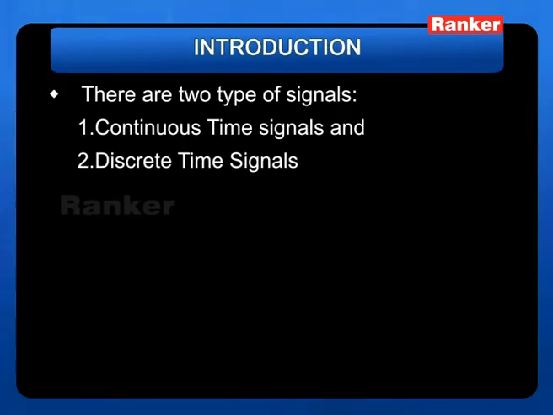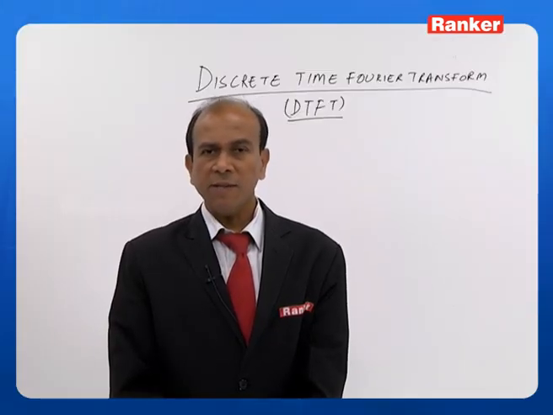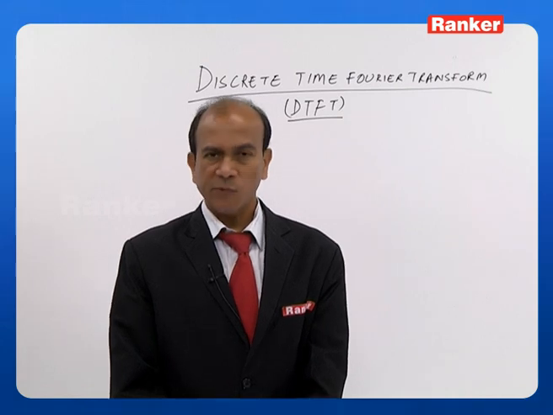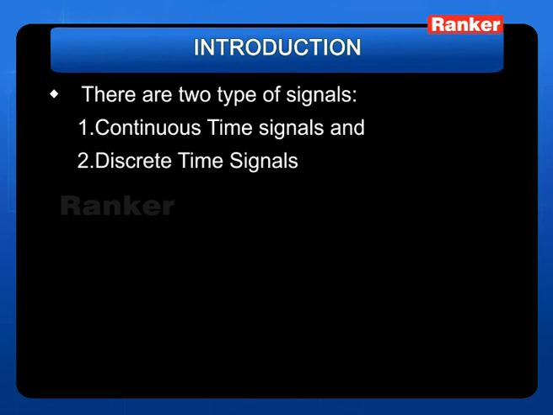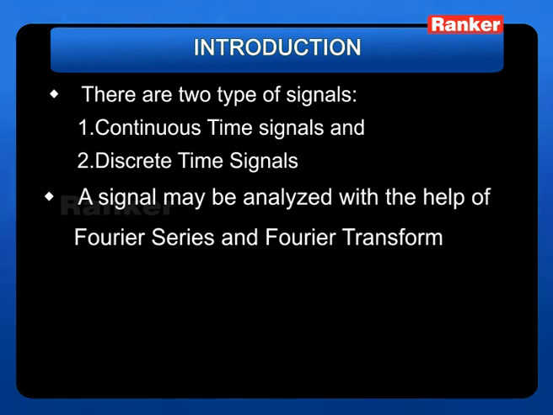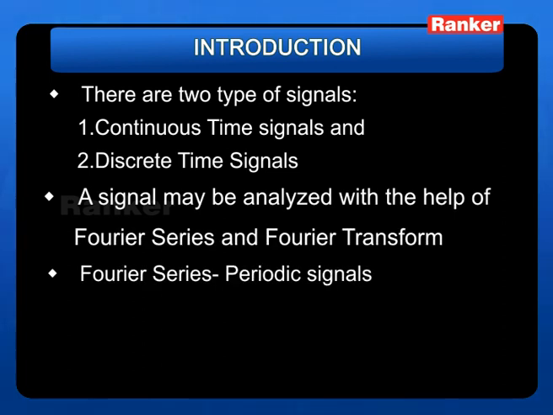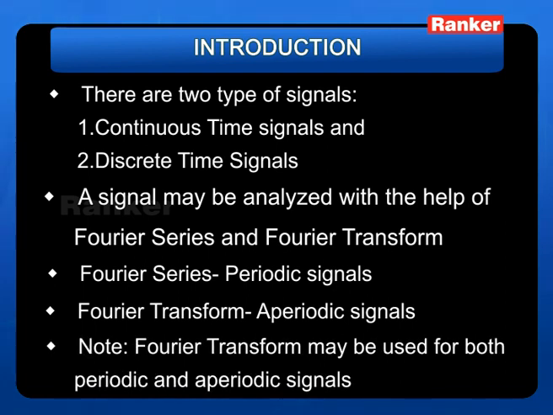As you all are aware, there are two types of signals. One is a continuous time signal and the second one is a discrete time signal. For both continuous time and discrete time signals, what are the different transforms which are useful? That is what we are going to see in this introduction. A signal may be analyzed with the help of Fourier series and Fourier transforms. Basically, Fourier series is used for periodic signals and Fourier transform is used for aperiodic signals. Fourier transform, note, may be used for both periodic and aperiodic signals.